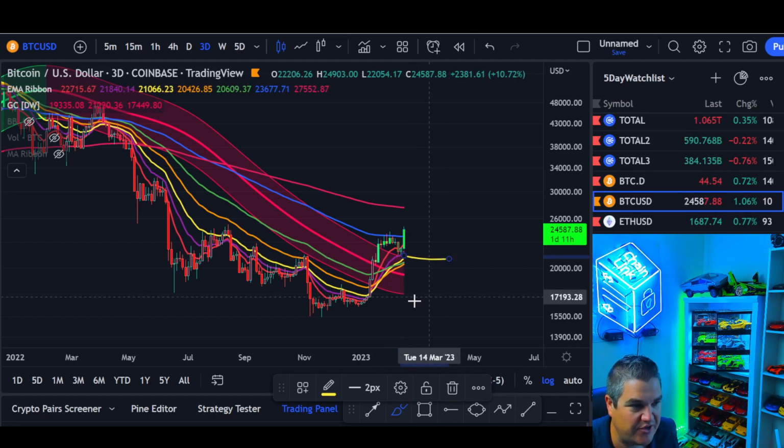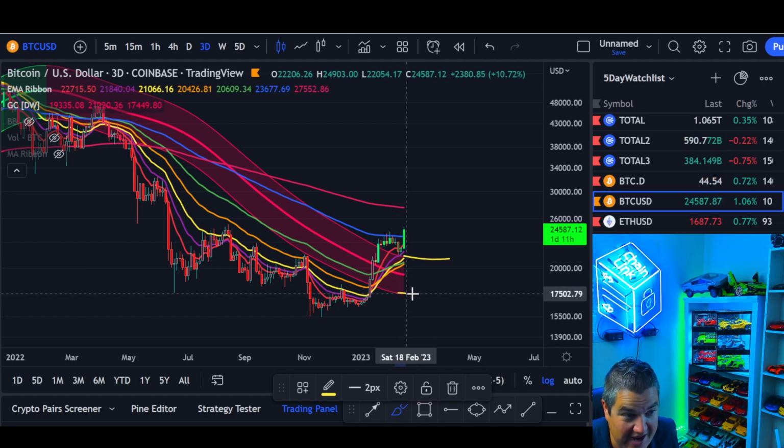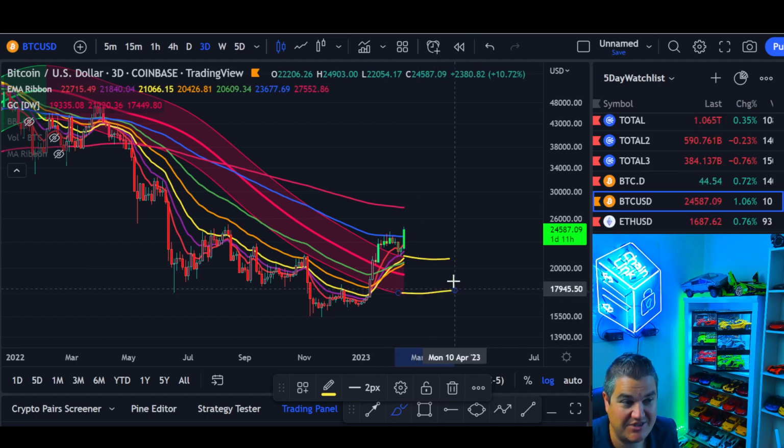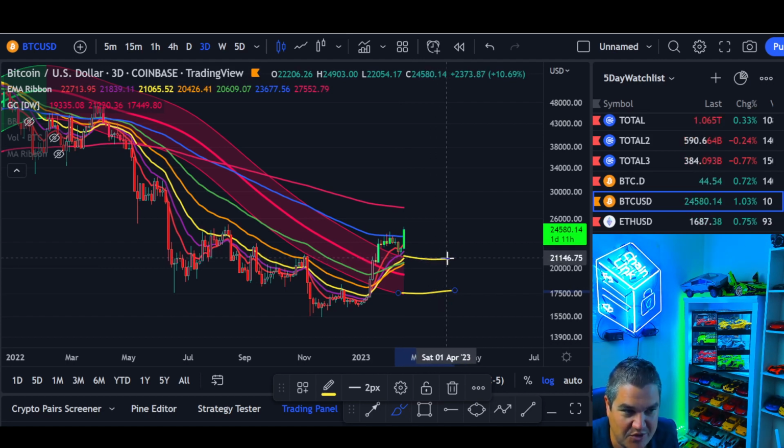Now, how do we turn the channel green? Well, I'm glad you asked. We have to go ever so slightly upwards. It can't be flat. It can't be going down, obviously. It needs to have just the ever so slight tick up. So when could we project that out? Well, it looks like it might take another maybe 4-6 weeks, right? We're looking at April here. We're like 6 weeks out.